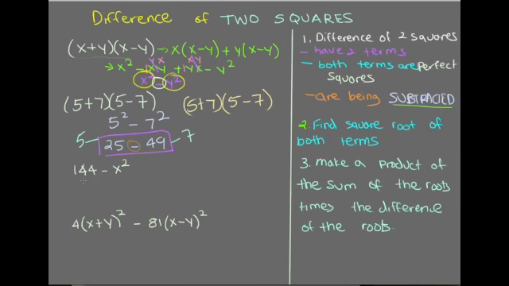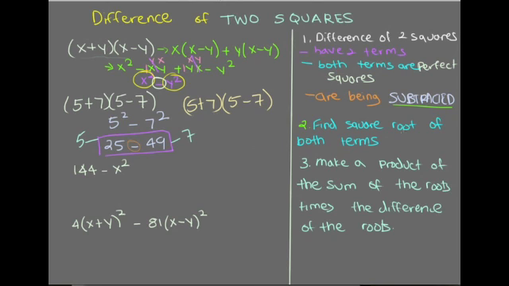So the first step for this one is to see if it's a difference of two squares. So do they have two terms? Is it a binomial? Yes, it is, because we have two terms, 144 and negative x squared. Are they both perfect squares? 144 is a perfect square and x squared is a perfect square. Are they being subtracted? Yes, they are. They're not being added together.